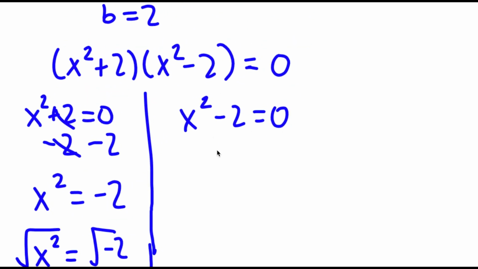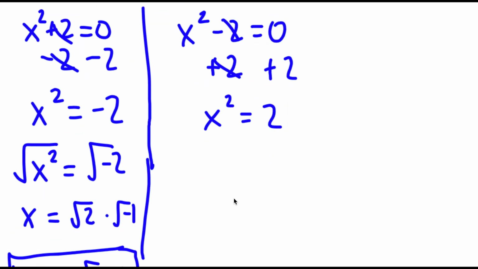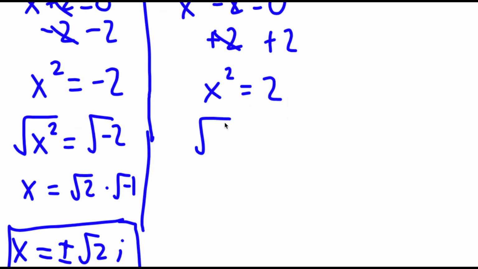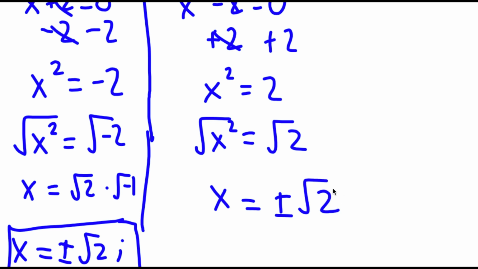Now for x squared minus 2 equals 0, I can simply add 2 on both sides, and I get x squared is equal to positive 2. Now to solve this, I'm going to take the square root on both sides. Square root of x squared is x, and this is equal to positive or negative square root of 2.